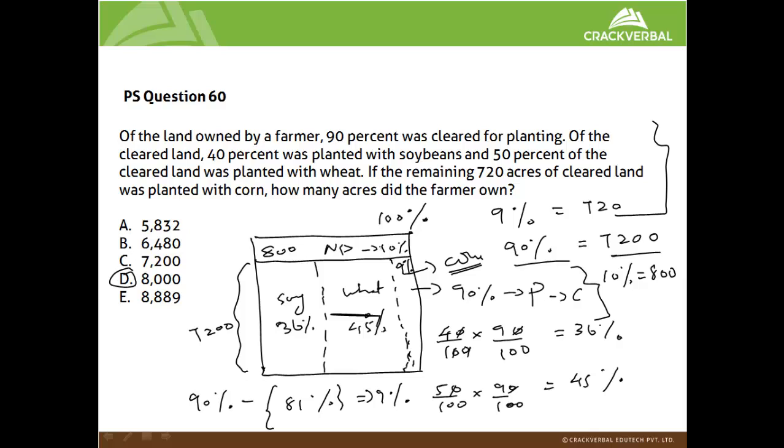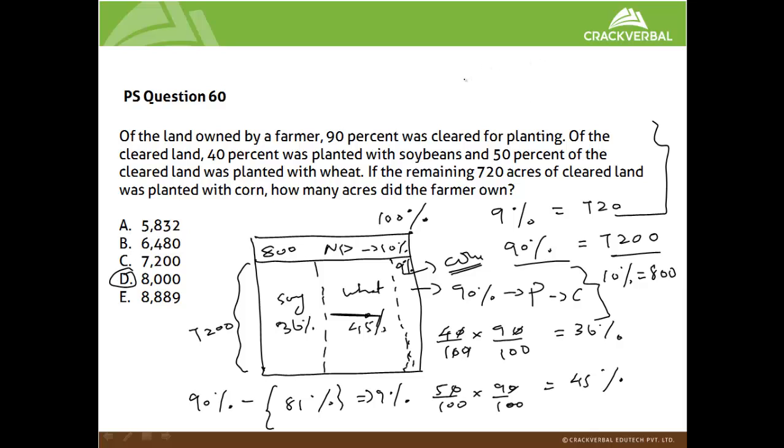This 10% is not for the cleared land. This is for the uncleared land, which is not suitable for planting basically. So don't make careless errors here. Answer has to be D. This is just a simple successive discount question. Just follow the question and try to visualize. It will give you a better idea.